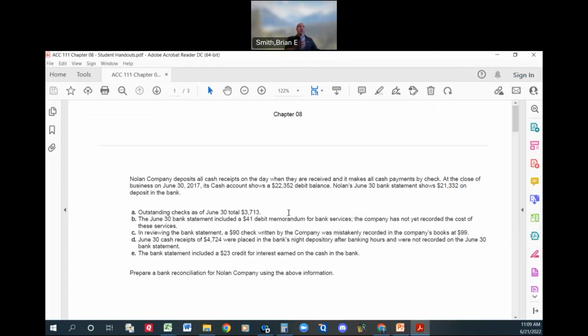Nolan Company deposits all cash receipts on the day when they are received and makes all cash payments by check. At the close of business on June 30th, 2017, its cash account shows $22,352 as a debit balance. When we're doing bank reconciliations, we're not necessarily worried about debits and credits. We're just making sure that our balance is equal to the bank's balance after considering all of the things, all the transactions are recorded, and we make sure everything's good. Nolan's June 30th bank statement shows $21,332 on deposit in the bank. Here's all the situations. We need to prepare a bank reconciliation for Nolan Company.